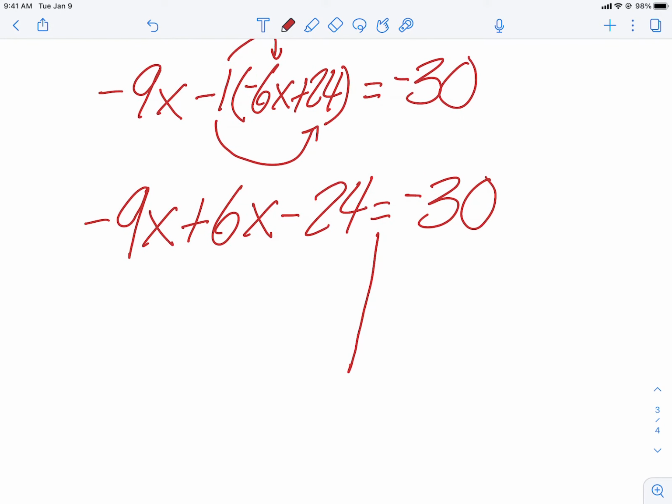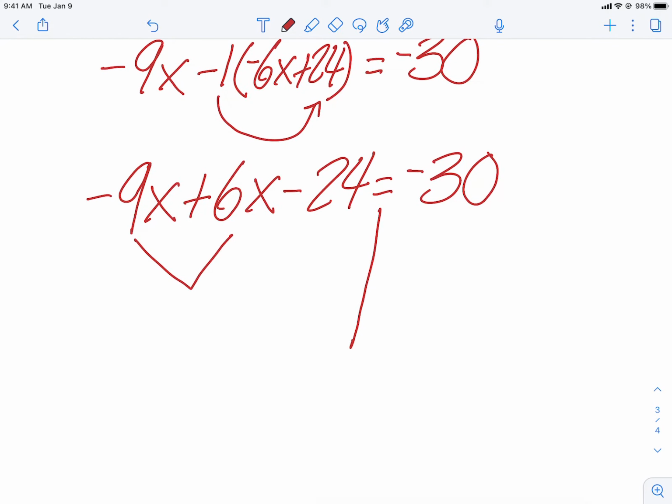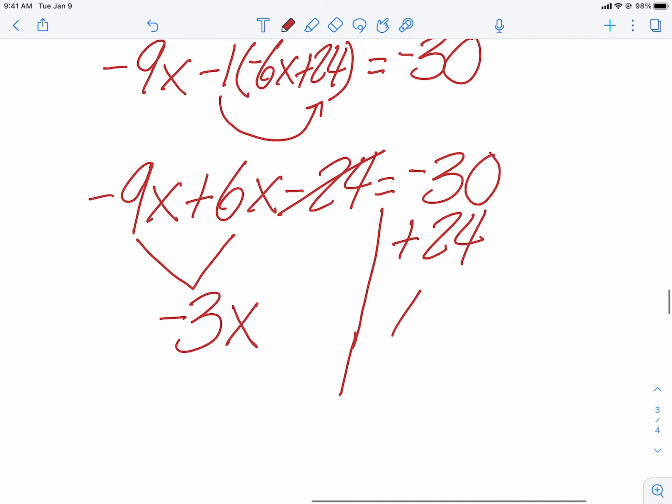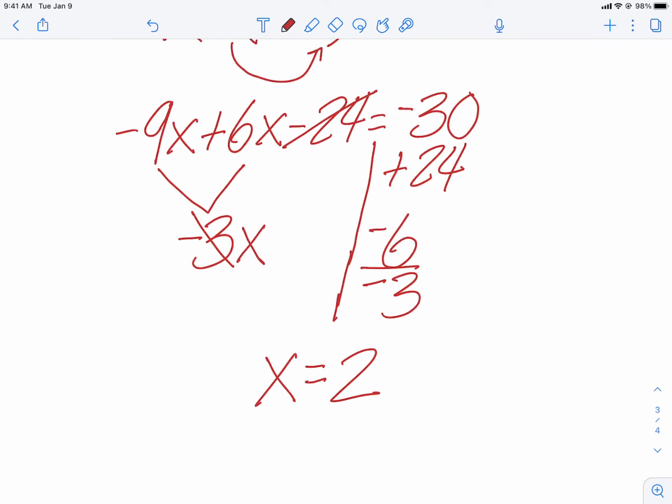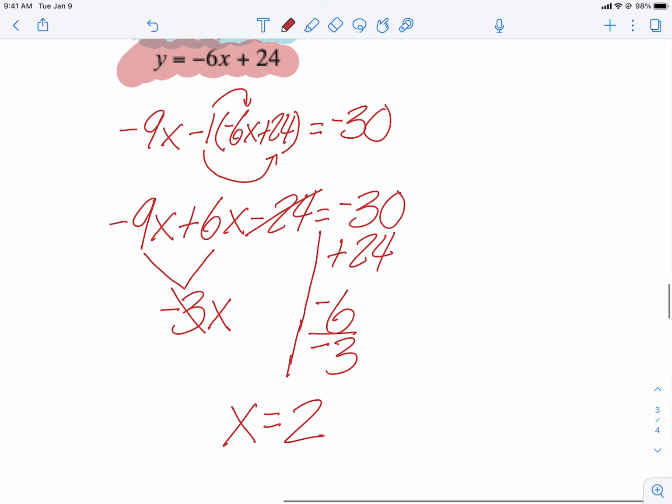Draw my line of separation. These two go together. Negative 9x and 6x: 9 minus 6 is 3x with a negative. I cross out negative 24 and I add 24. Different signs. Subtract: 30 minus 24 is 6. Negative 6, kiddos, because 30 is bigger. The opposite of multiplying by negative 3 is dividing by negative 3. So I get x is equal to positive 2. Negative 6 divided by negative 3 is a positive 2, kiddos.